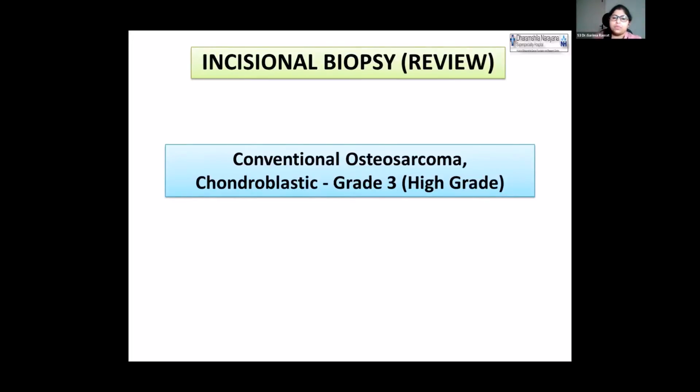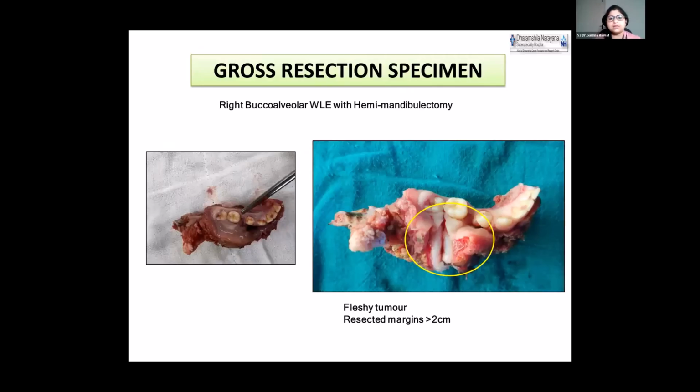Post the histopathological diagnosis, the patient underwent a resection of the lesion, and we received a specimen, right buccoalveolar wide local excision along with a hemimandibulectomy specimen. The specimen was measuring approximately 9 centimeters in the greatest dimension. On cut section, it revealed a fleshy tumor 5.5 centimeters in the greatest dimension. And on gross examination, the resected mandible margins were more than 2 centimeters from the margins of the tumor.